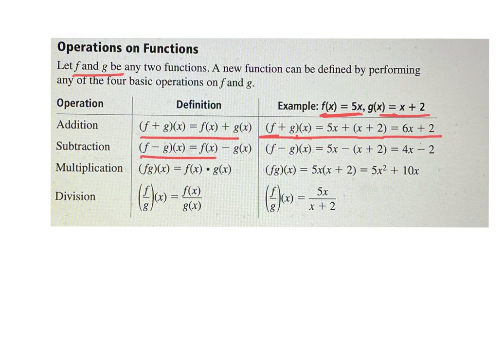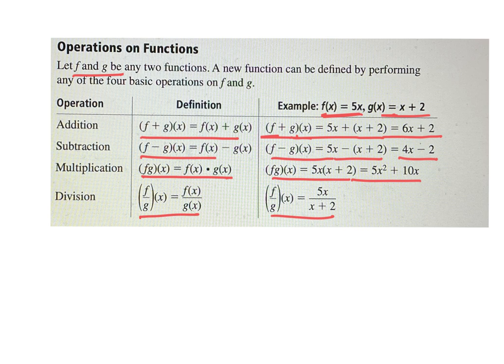You can also subtract them. So you can subtract f of x, which is 5x, minus x plus 2, and you would get 4x minus 2, which is a new function, which is f minus g of x. You can multiply them. You just distribute right there, 5x squared plus 10x. And of course, lastly, you can divide them, just put function f on top of function g, and you got it.